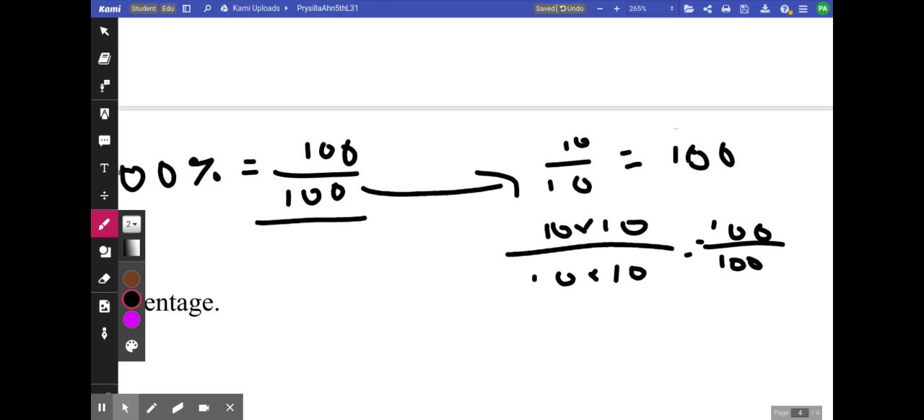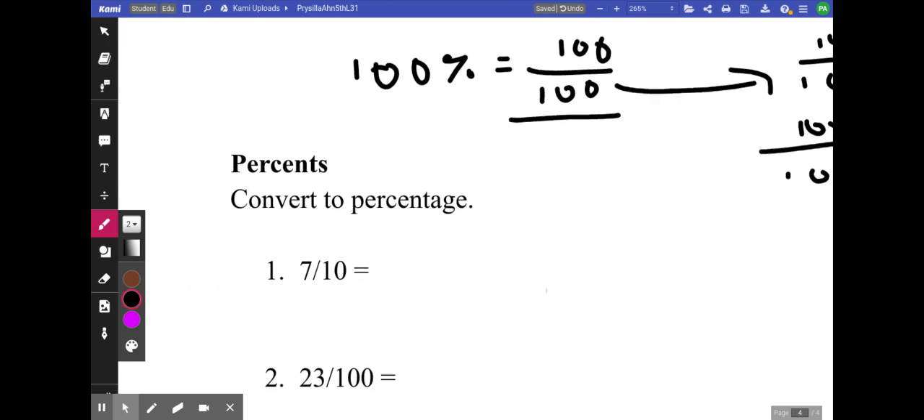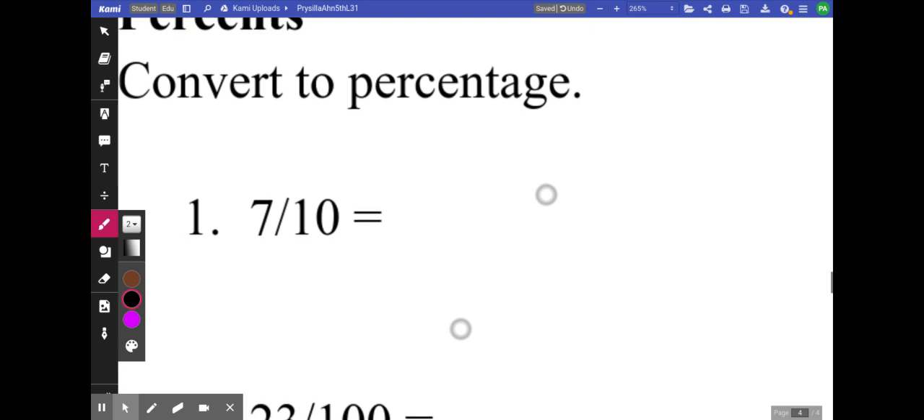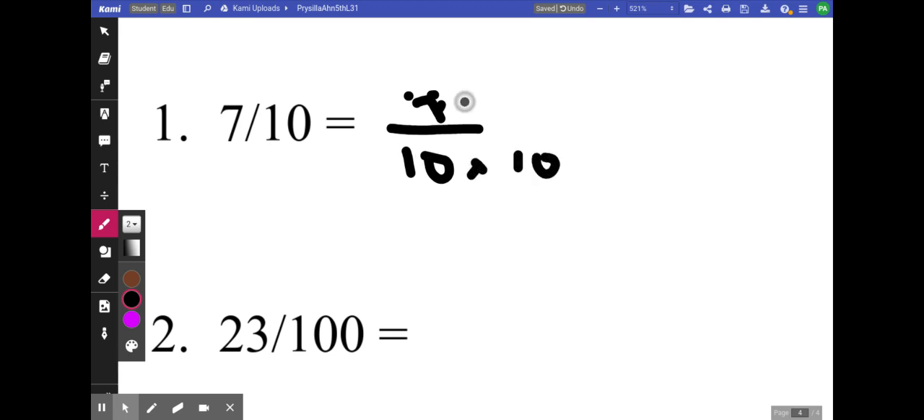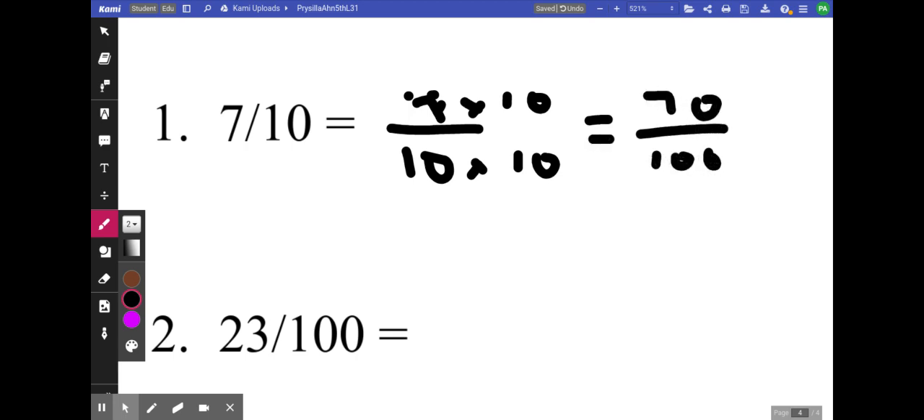So let me explain. Let's look at number 1 and 2. We got a 7 over 10, and like I just showed you up there, you multiply it by 10 to get the 100 on the bottom. You need the 100 on the bottom in order to get 100%, if that makes sense. So you get 70 over 100, and what does this become? 0.70.